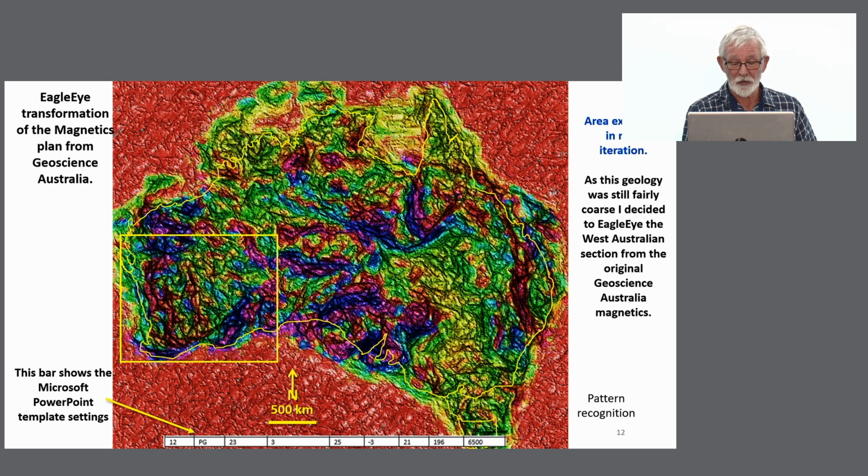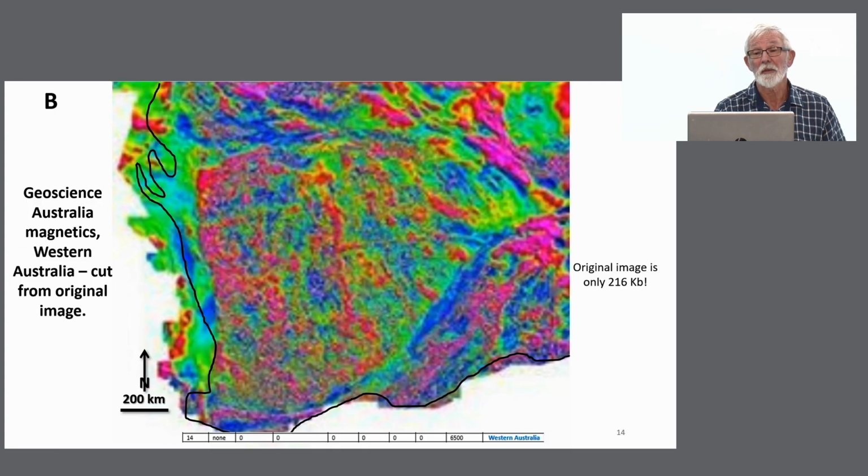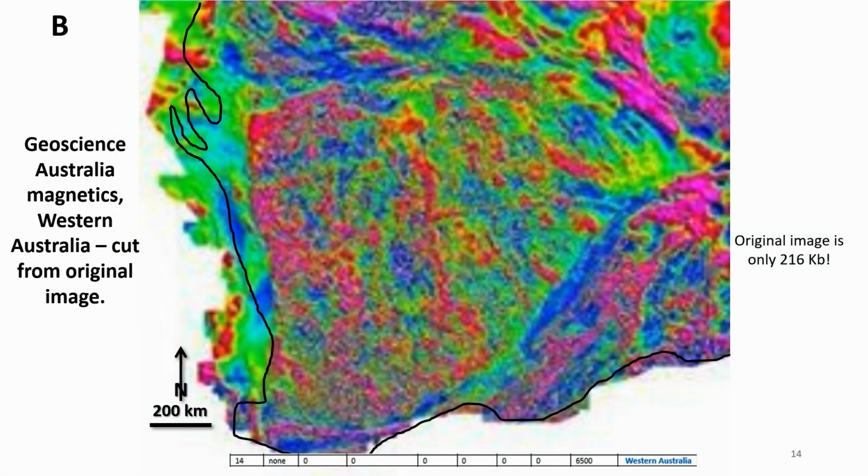cutting out a slice from Western Australia to get a bigger starting set. So this is what I started from, just the West Australian magnetics, same data set, but just enlarged. Still, the original image is only 216 kilobytes. In fact, probably only a third of that, because West Australia is only a third of Australia.